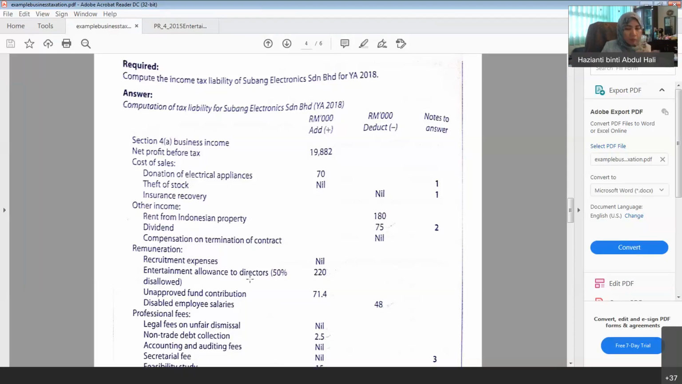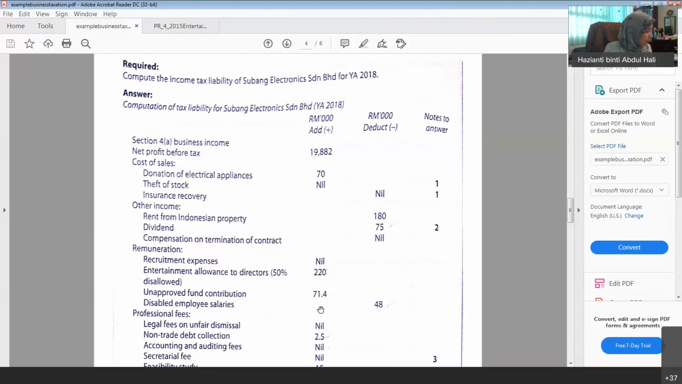Okay, entertainment allowance to directors. Alright, kalau tengok the public ruling tadi untuk directors, untuk employee boleh tolak 100%. Now entertainment allowance untuk directors ataupun manager. Untuk directors ni boleh tolak 50% je. So 50% lagi tu not allowed. So if you look at the figure, entertainment for directors is 440,000. Dia dah tolak 440 which is sebenarnya dia tak boleh tolak semua, dia boleh tolak separuh je. That is why kita tambah balik 220. Dia dah betul lah tolak kat sana but not all not 440, only 220. So disallowed. Yang disallowed ni kita kena tambah balik. Unapproved fund contribution, tambah balik lah sebab dia unapproved kan yang dekat atas tadi.